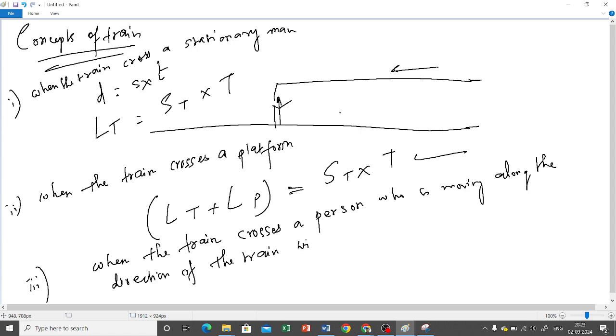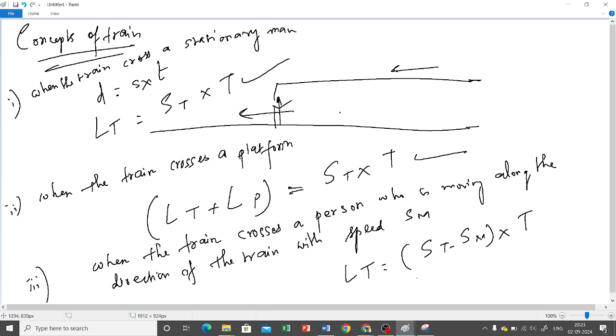Okay, with speed say Sm. So now this person is moving in this direction. So what is going to be the case in this case? Lt is equal to St minus Sm into t. So see, the same formula, but from St, Sm is subtracted. Relative speed. Did you understand? Yes, sir.